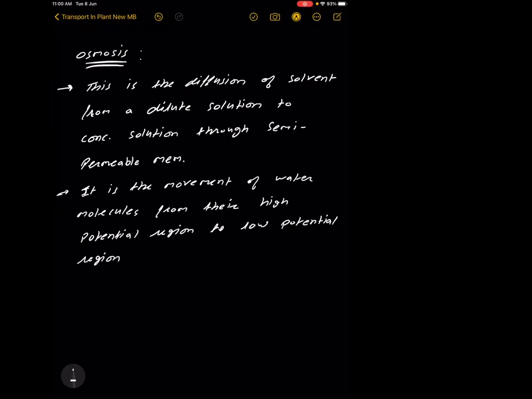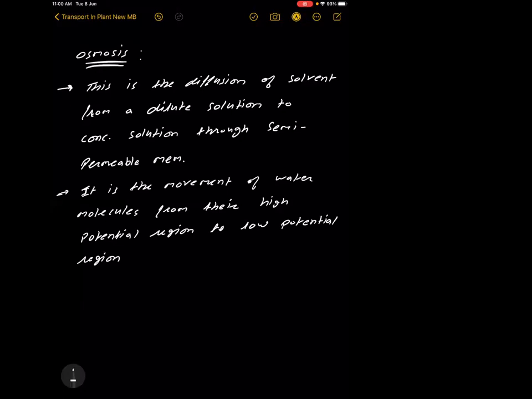In the first point, diffusion of solvent. Solvent means water. Or you can take any alcohol or ether. So the solvent moves from a dilute solution. Dilute solution, what does it mean? It means more water, more solvent is available. Less solute, more solvent. It is a dilute solution. If you are adding more solute in the solvent, it becomes concentrated.